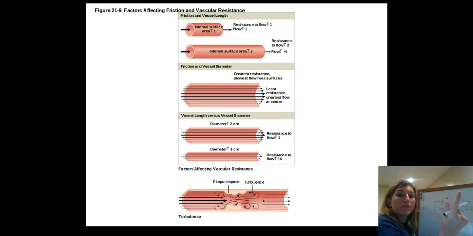What about vessel length and vessel diameter? The diameter is going to have a greater effect on flow than vessel length. So when we're talking about something that's really far away, but it's traveling through a large vessel, then it might actually have a greater flow than something else. So here's a good example. Blood flow to your fingertip or blood flow to your knee, right?